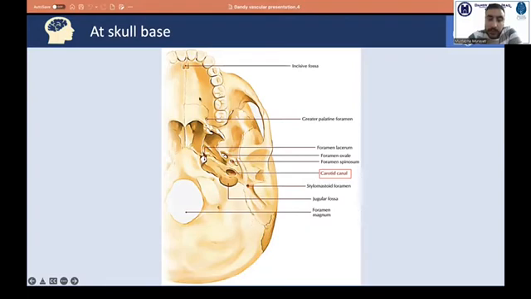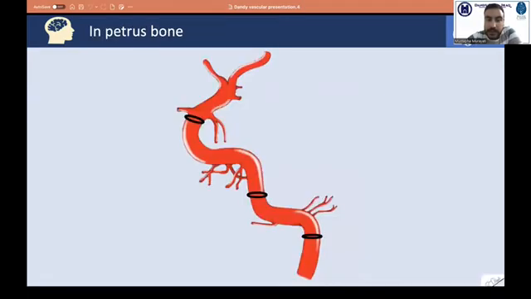So here's the temporal bone. This is an inferior view of the skull. This is the maxilla. This is the foramen magnum. And this is the carotid canal, in which the ICA, the internal carotid artery, will pass. Indeed, let's see the course of the ICA inside this canal.